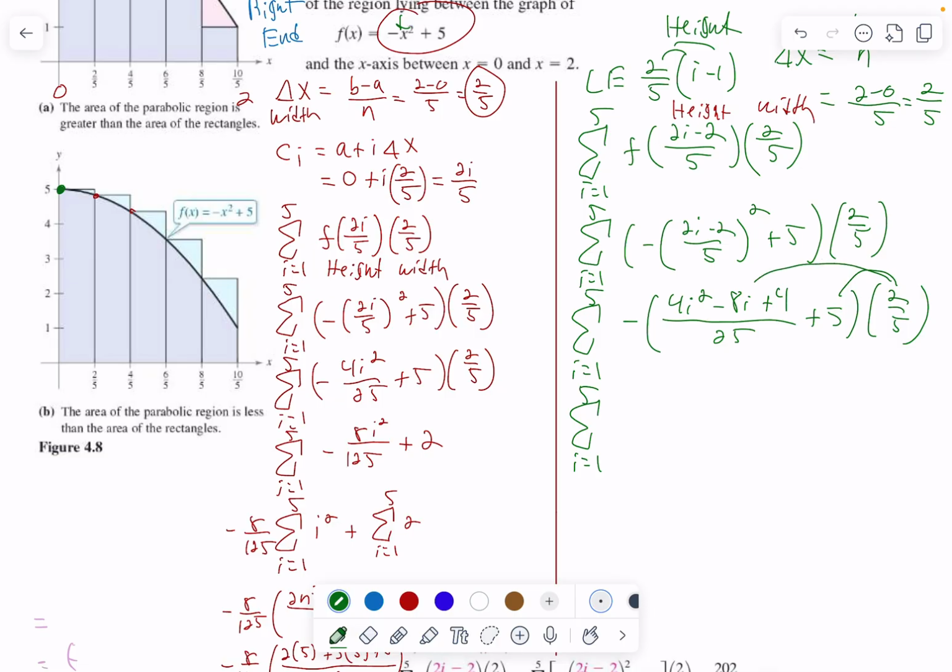All right, so you would get negative (8i squared minus 16i plus 8). So multiply across the top, and then in the bottom, 25 times 5 is 125. And 2/5 times 5 would be plus 2.